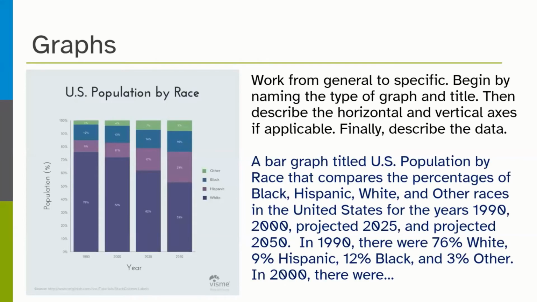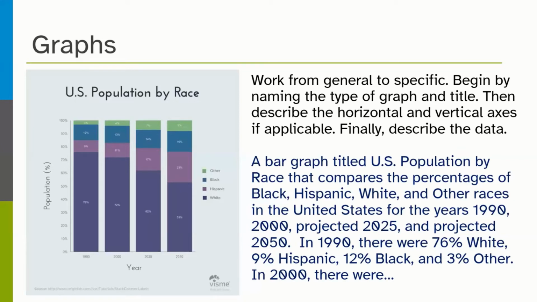So here's an example of a very simple bar graph. It's a lot of information. It's very simplified in its layout, and it has very muted colors, which I appreciate, but there's a lot of information in this graph. So you want to start with general. So you would name what kind of graph it is, and then the title.